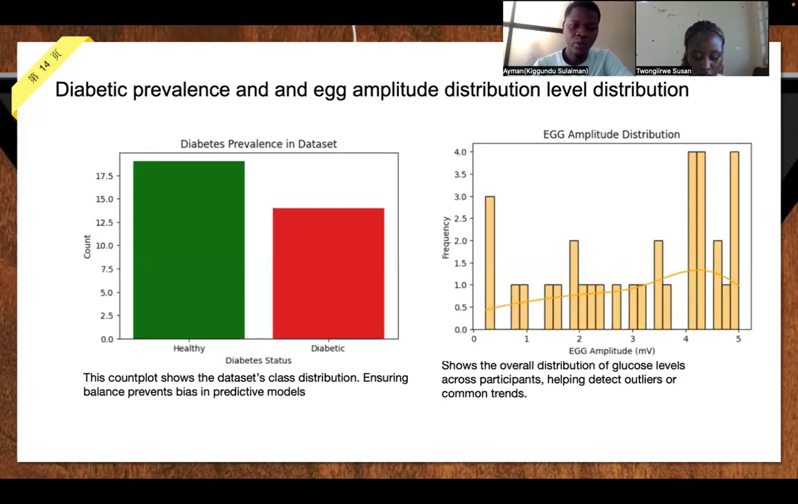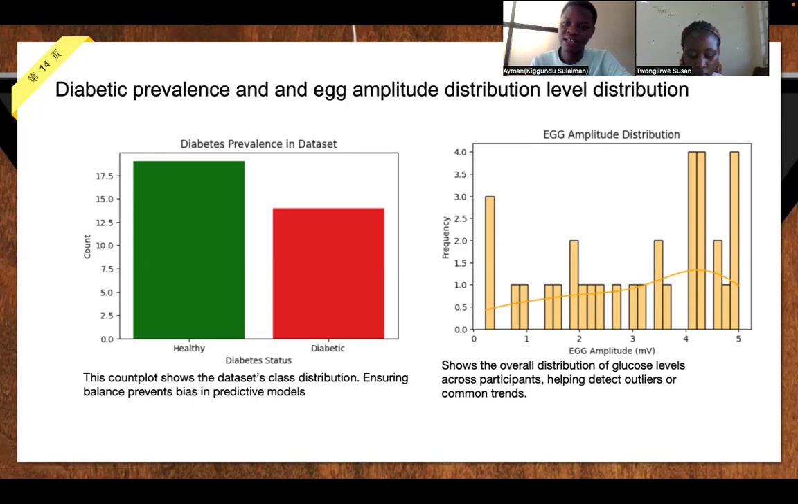So we need to see what percentage in the data set are healthy and diabetic. The count plot shows that the data set's class distribution ensures a balanced prevalence and avoids bias in prediction. So when you train the model on relatively the same amount of healthy and diabetic data, the model won't train mostly on healthy or mostly on diabetic. So it will have the feel of both and not be biased on one side.